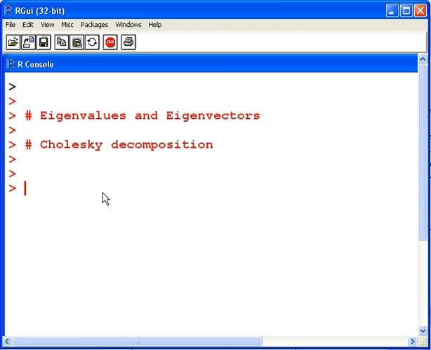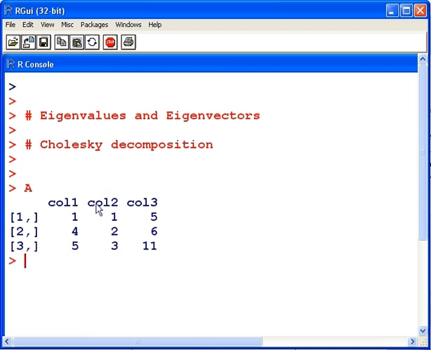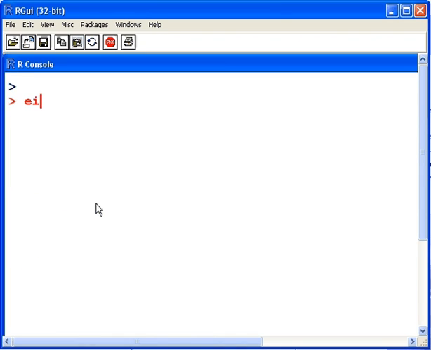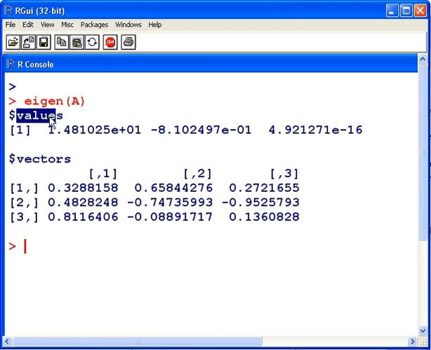Anyway, so we have a matrix A, and what I want to do is compute the eigenvalues of A and the eigenvectors of A. So the command I'm going to use here is simply eigen, and this command actually computes both. So we have the eigenvalues of A and the eigenvectors of A.